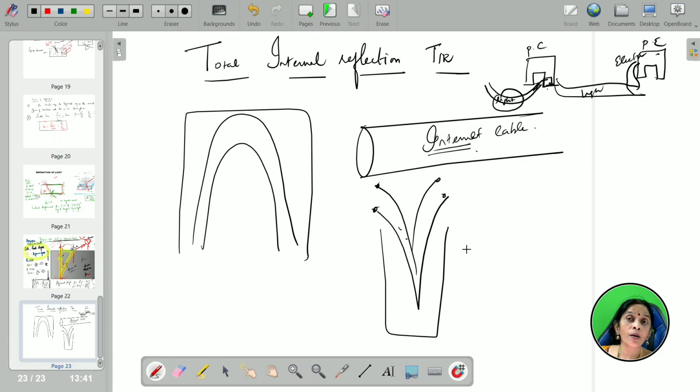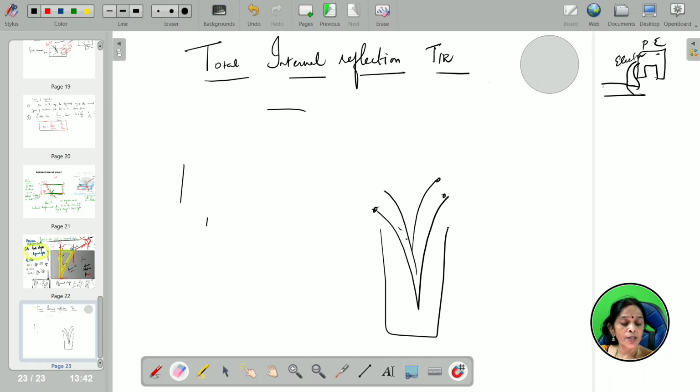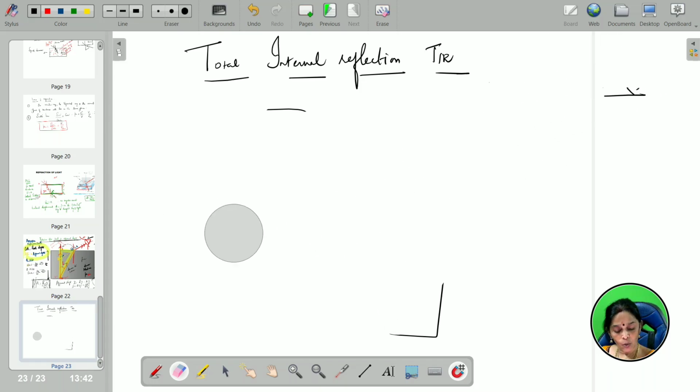Based on TIR, the sparkling of diamond happens, and there are many other phenomena like mirage that happen based on total internal reflection. So let us see what total internal reflection is, and what the TIR condition is. All that we will see now in this topic.